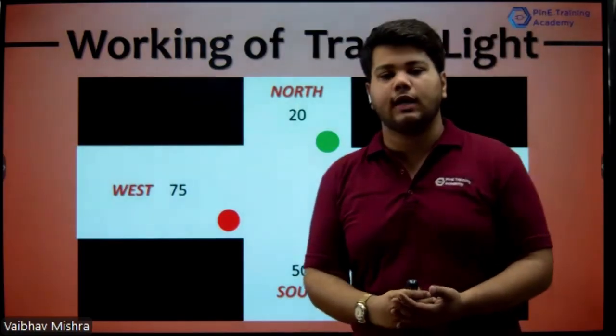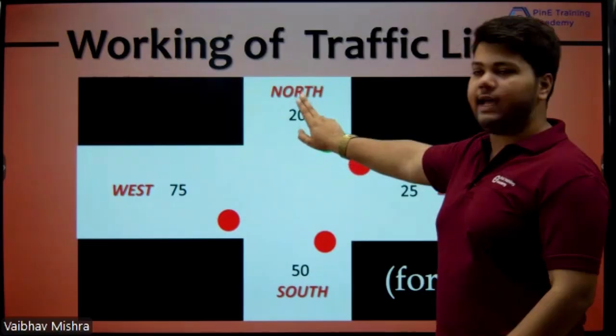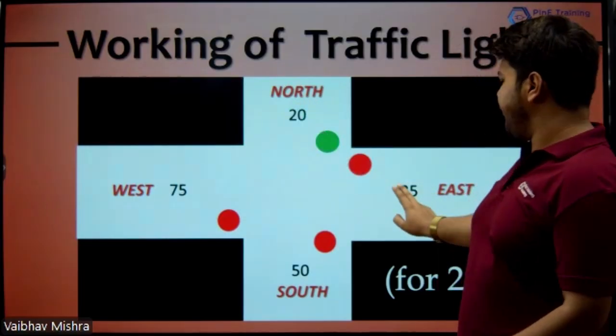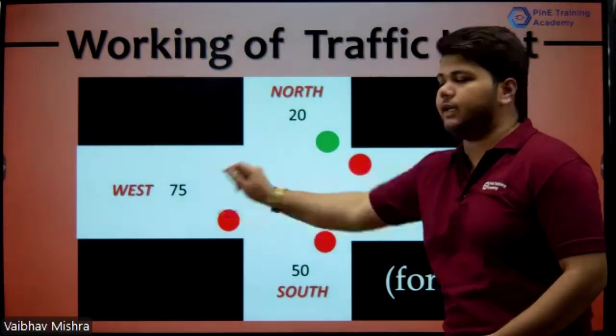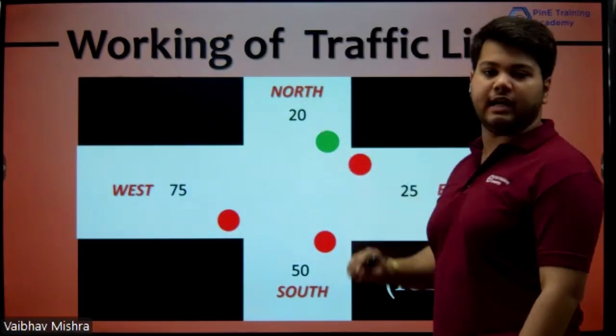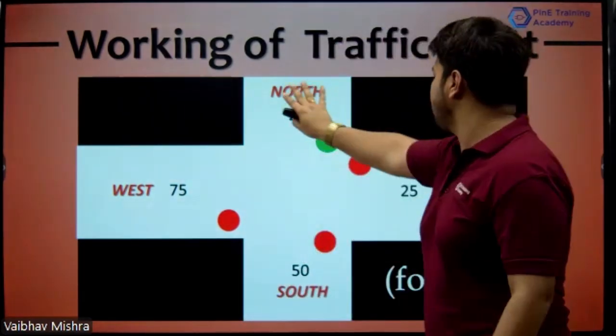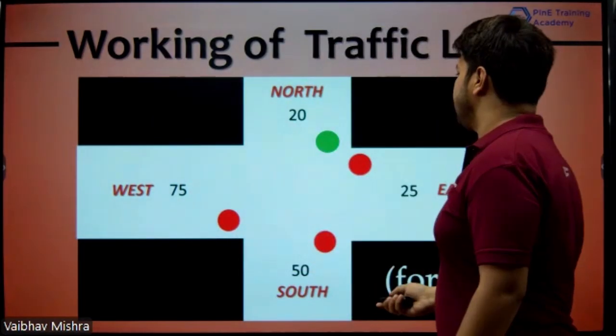Now, as we hit start on our FPGA board, the first thing that we'll see is the timer here is set to 20. This one is 25. South one is 50, and the west one is 75. And the first one that starts from north, it is green, and we'll be moving in a clockwise direction, that is from north to east to south to west.